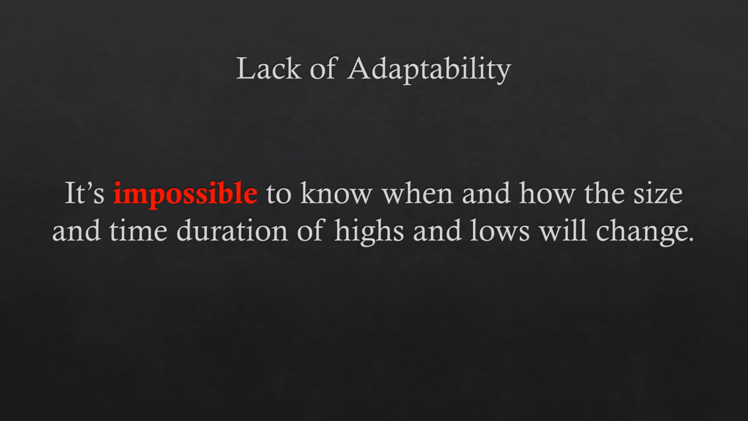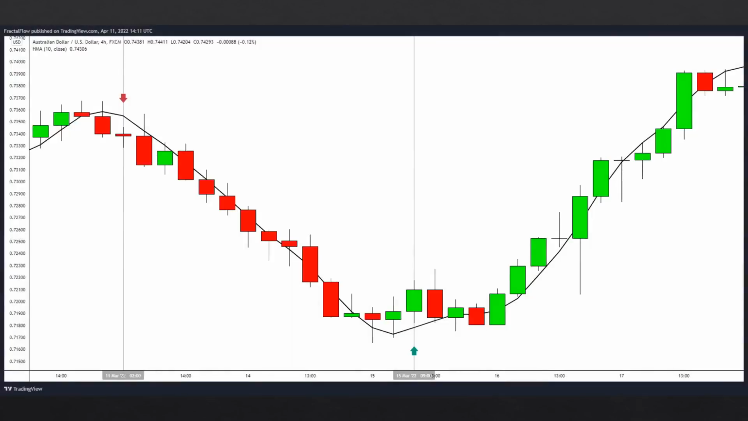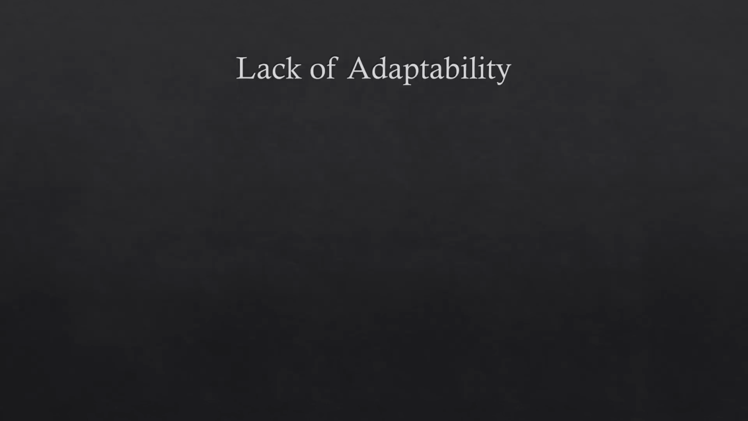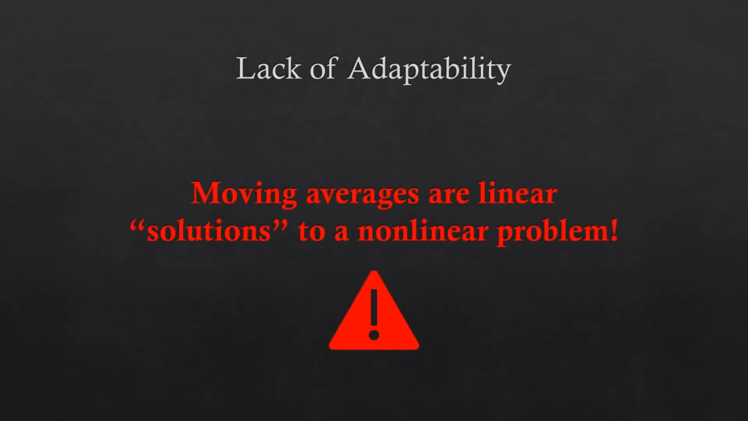Let's see another example. Here's a 10-period whole moving average. As you can see, this MA period is incredibly effective at capturing price reversals when the time distance between a high and low is roughly 13 bars. However, when you have smaller highs and lows, the moving average will produce false signals, as you can see in this other chart. The lack of adaptability of moving averages means that they cannot predict when and how highs and lows will change size and time duration. In other words, a moving average is a linear solution to a nonlinear problem. It's simply the wrong tool for the job.